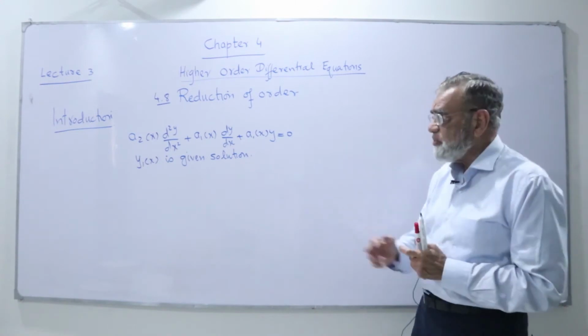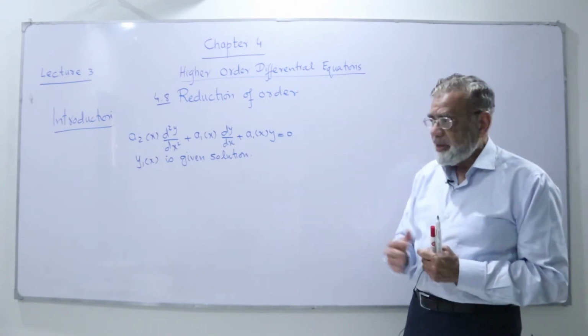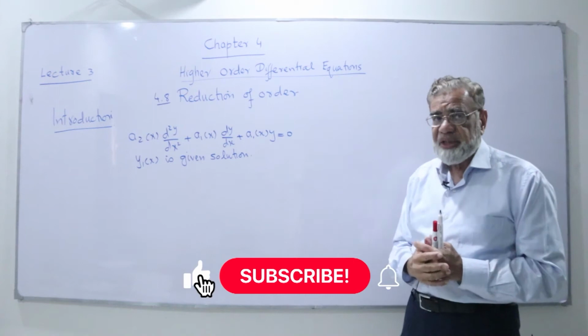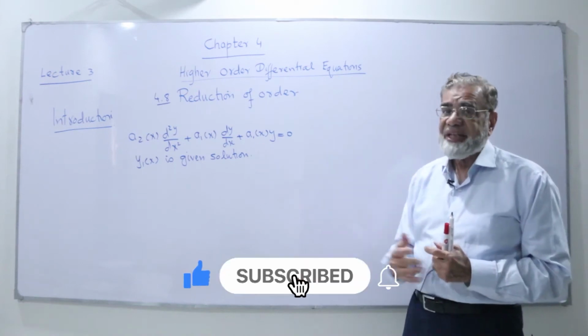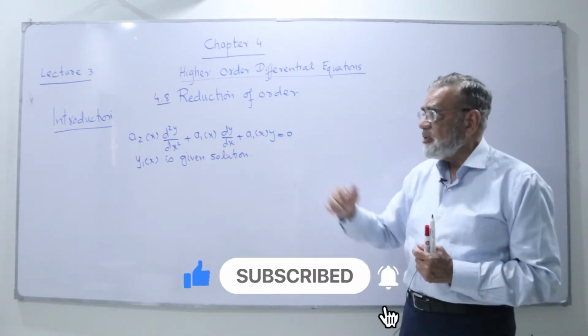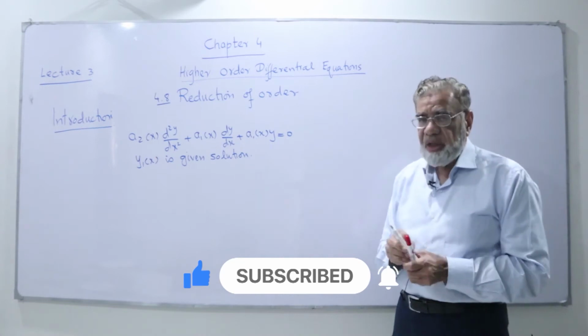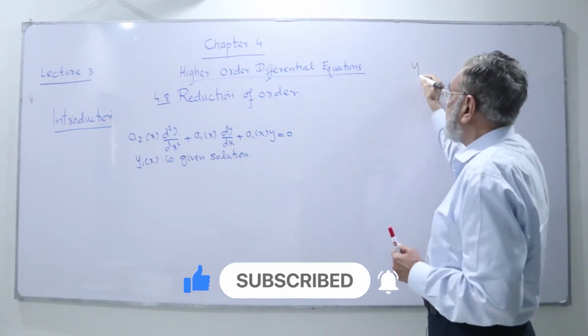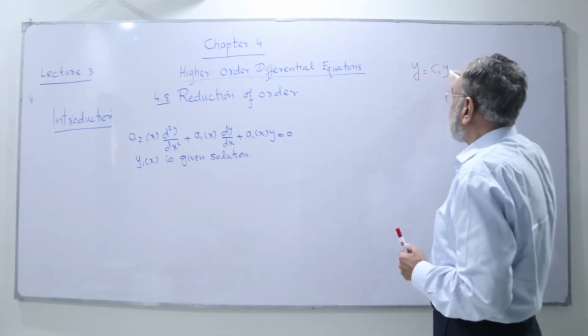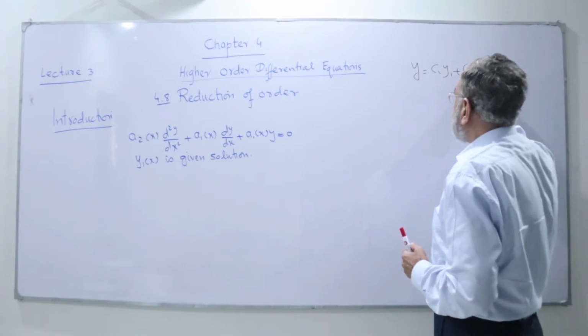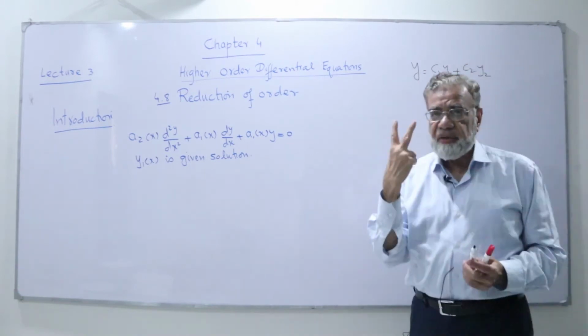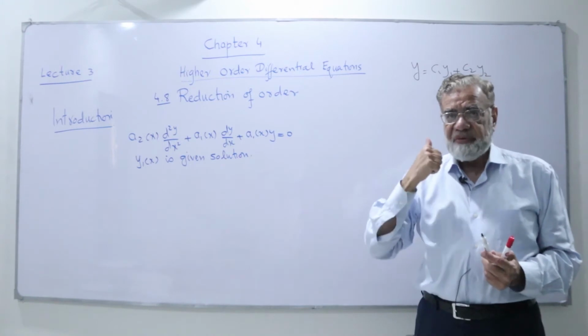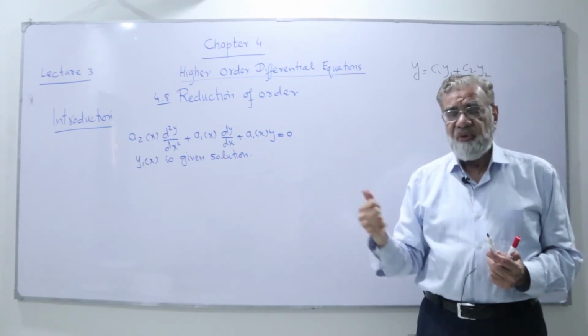The idea is that we are given one solution. This is a second order differential equation, and one solution is given. The method is how we can find the second solution, because as I told you, when it's a second order differential equation, our solution will be y equal to c1 y1 plus c2 y2. In a second order differential equation we get two arbitrary constants, so with that we have two functions, y1 and y2.